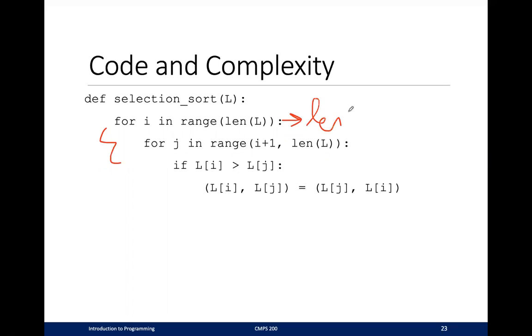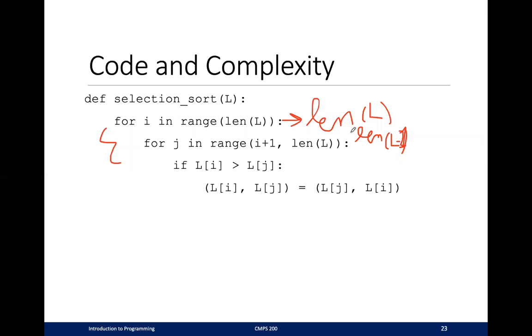Length of L, right? It's in the range of length of L. That means I'm looping over the whole list. And the second one starts with i plus 1, right? So the first time it will run length of L minus 1. The second time it's going to run length of L minus 2, and so on, right? But we're doing worst case, right? So length of L minus 1, right?